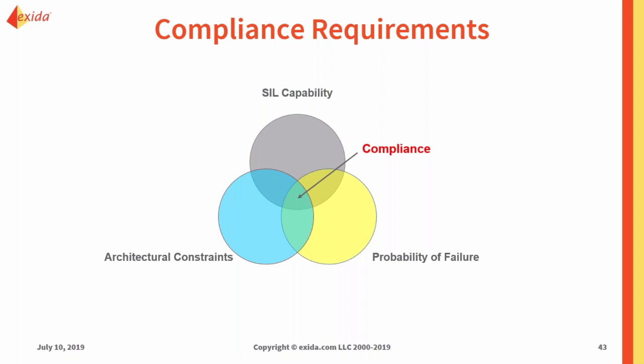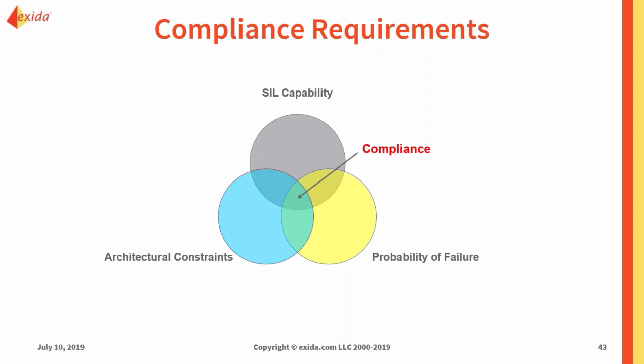What you do need to do is find out which of these barriers was your limiting factor. Was it your systematic capability, or that SIL capability? Was it your architectural constraints or your probability of failure? No matter which is the limiting factor, it's okay. There are ways to improve each of these.